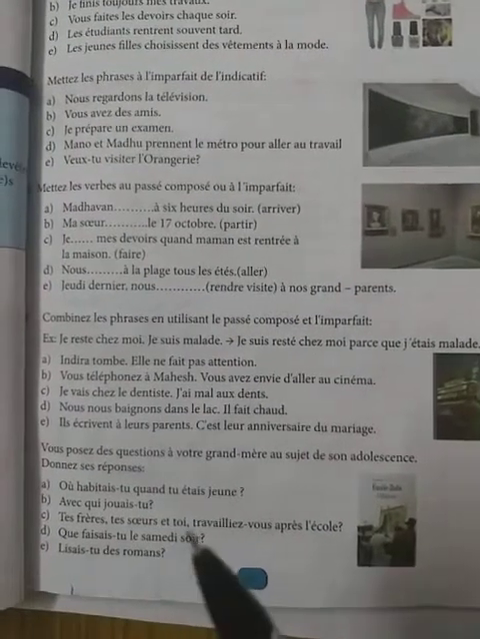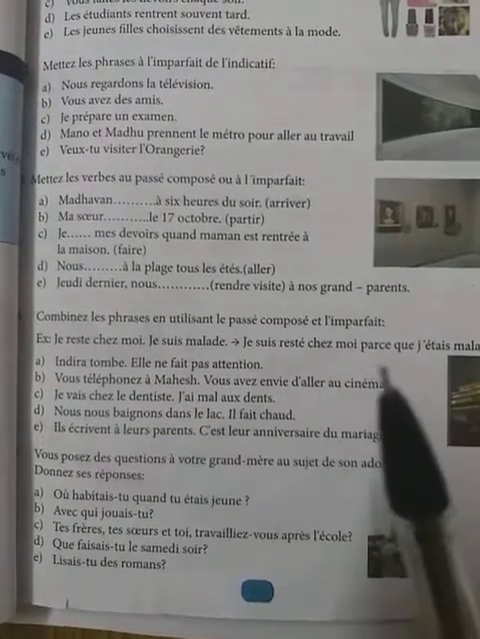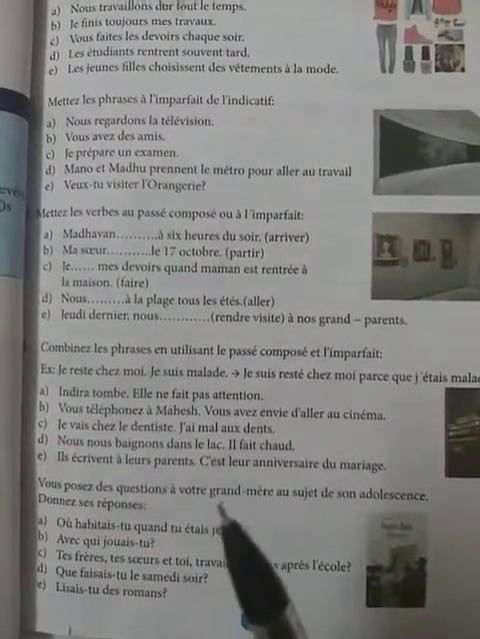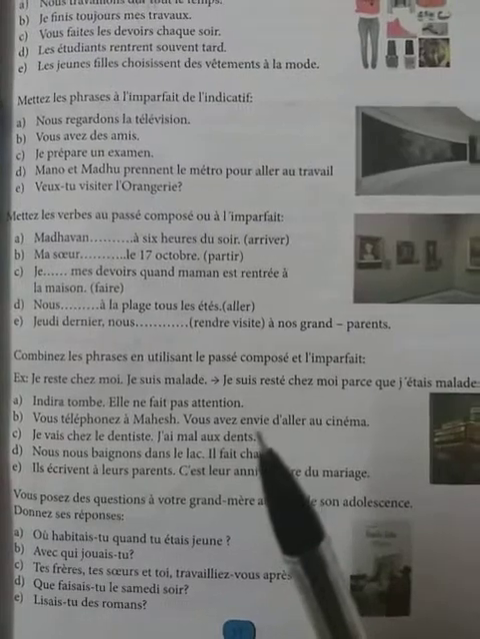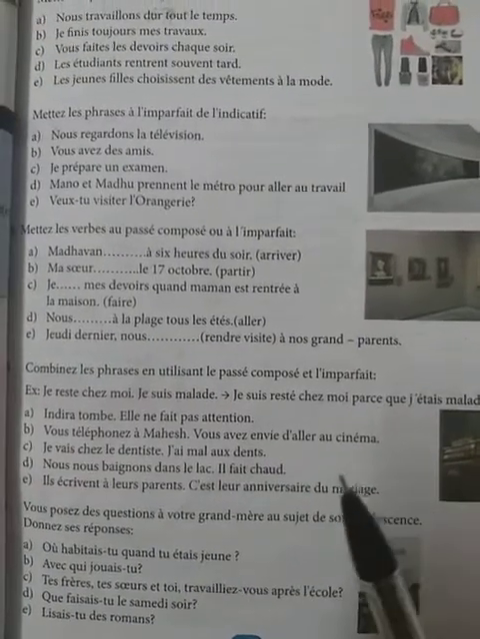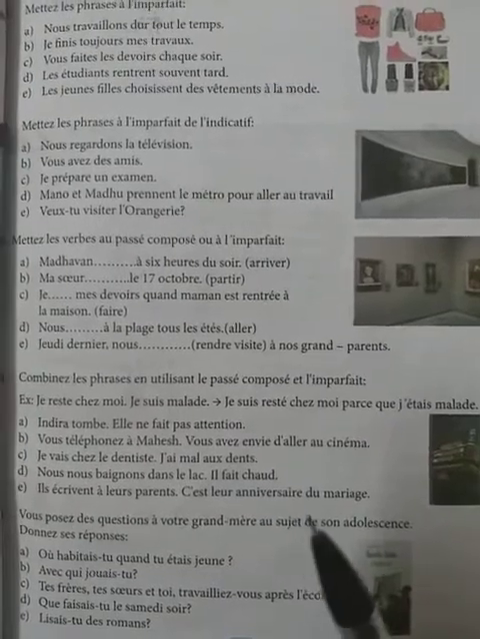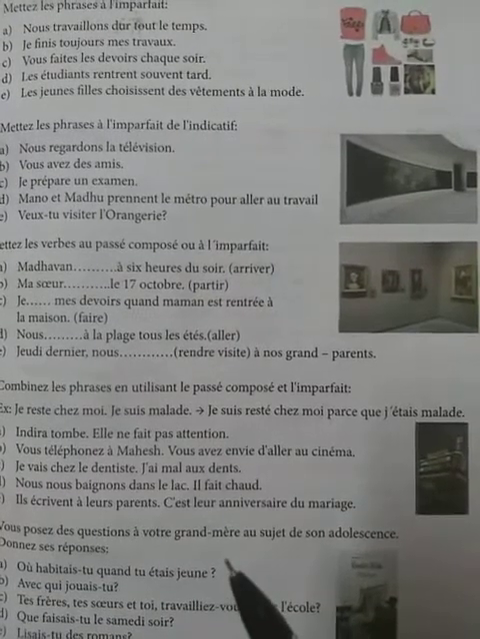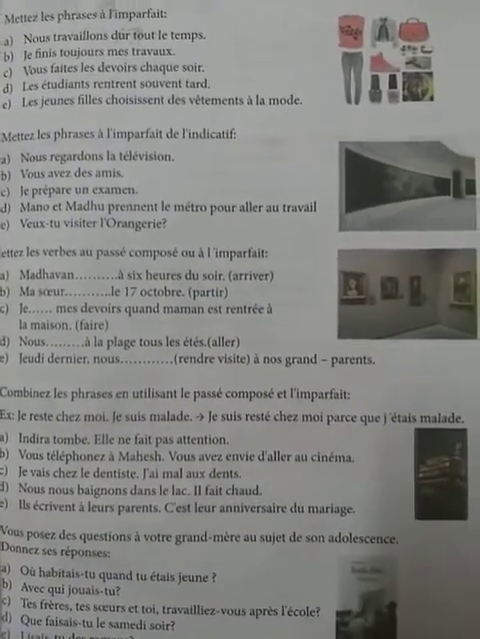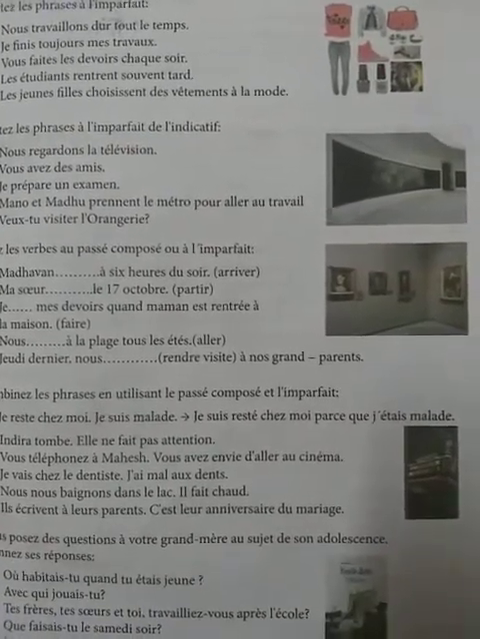Before going to the exercise, read the sentence. Combine the sentences by using the passé composé and imperfect. I just gave the explanation of when to use the passé composé and how to use the imperfect. For the passé composé, you know the method. The sentence structure is subject plus auxiliary verb plus past participle. Here the example is given. You have to follow that. The subject will be given there. The auxiliary verb you have to select based upon the main verb, which comes in the third place. First subject, next auxiliary verb, main verb in the third place.